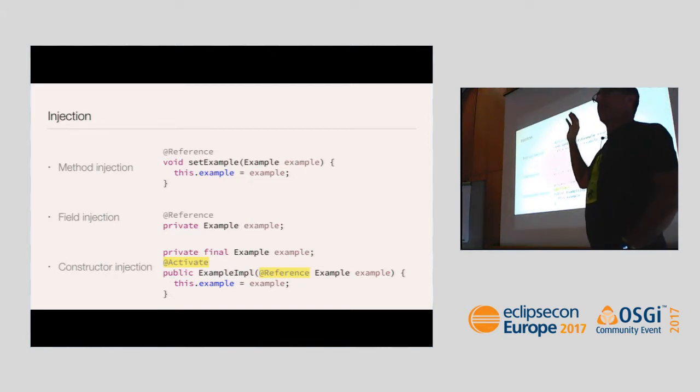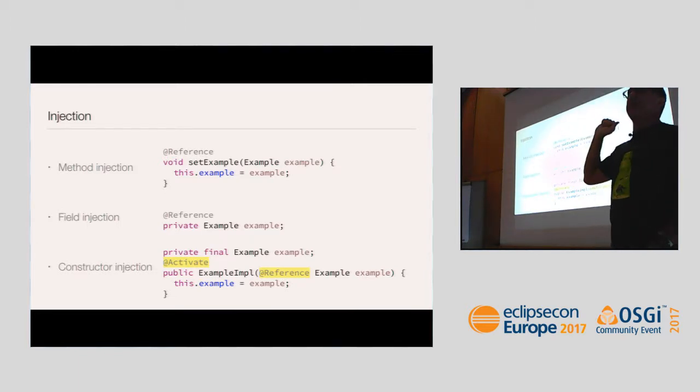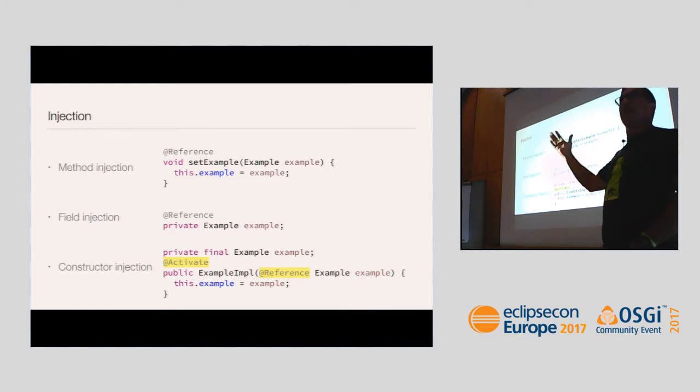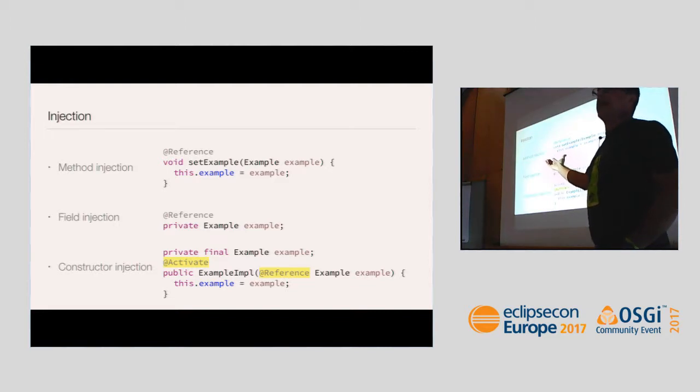The most obvious form: people would write @reference, they would have a set method, and we would inject their service reference into their component by calling the set method. And we had companions for that too, because Declarative Services can come and go. We had unbind methods too, so we could tell you that your service went away.